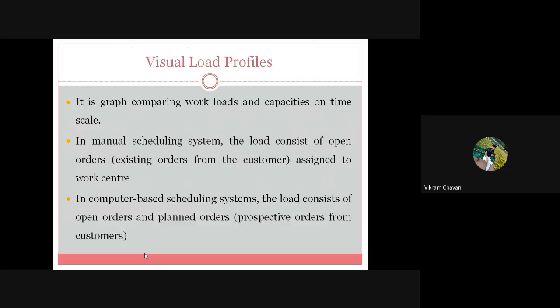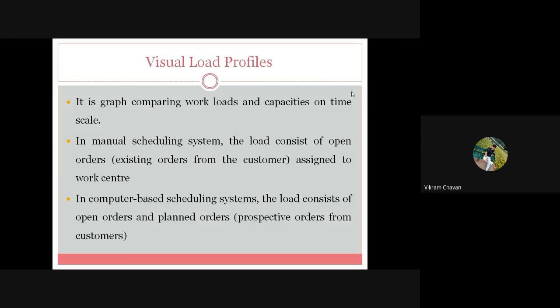Okay. So the next tool to analyze the load or the loading on a particular machine is called a visual load profile. We already discussed that loading is nothing but finding out the relationship between the load and capacity.